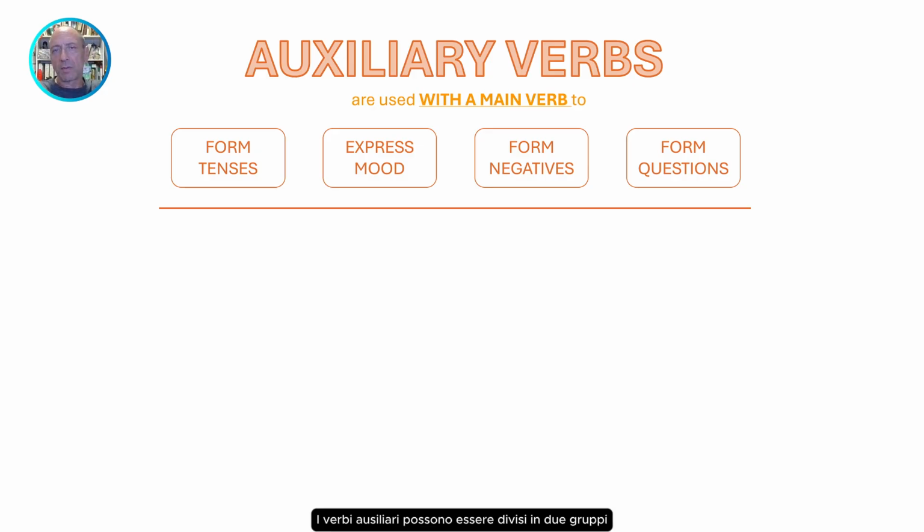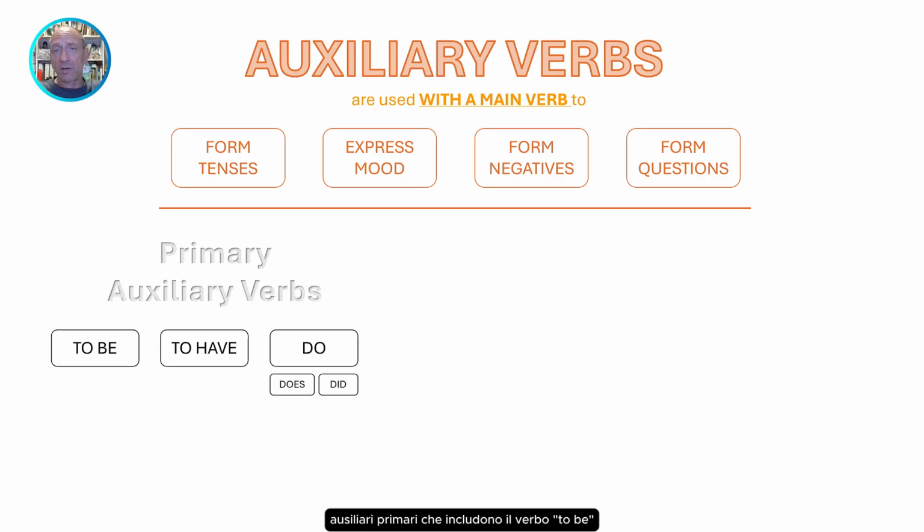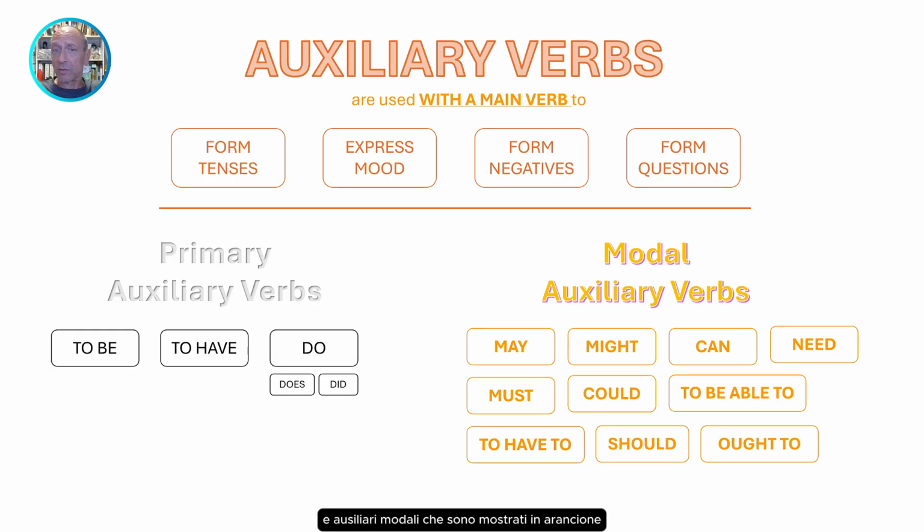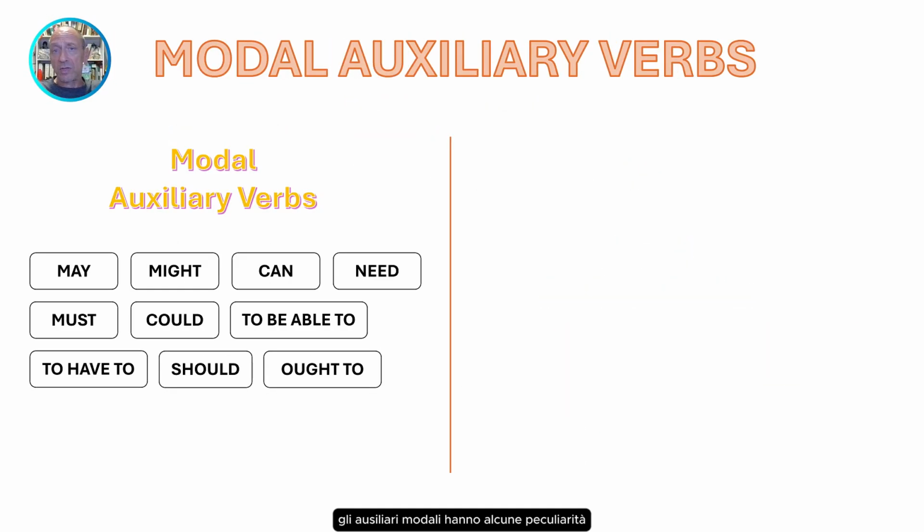Auxiliary verbs may be divided into two groups. Primary auxiliaries, which include the verb to be, to have, and do, which I would suggest here to learn as something different from the verb to do. For this reason, it is shown as a bare infinitive without to before it. And modal auxiliaries, which are shown in orange. Modal auxiliaries have some peculiarities.